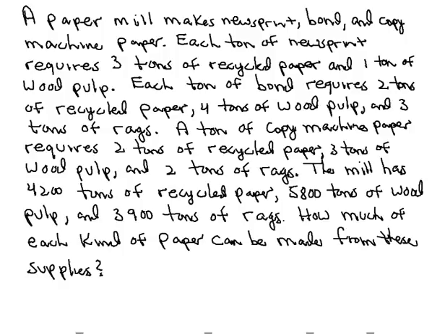All right, let's consider now another example that will require the use of 3 variables and 3 equations. And the problem is this. A paper mill makes newsprint, bond, and copy machine paper.